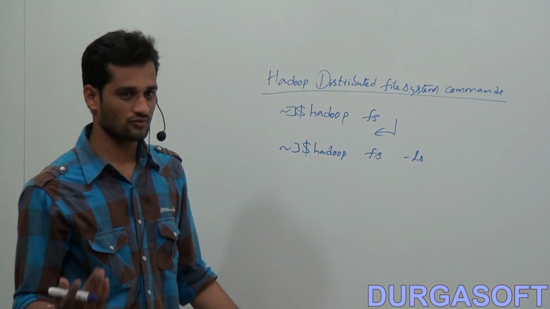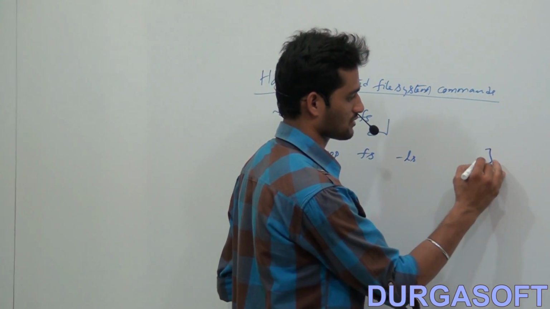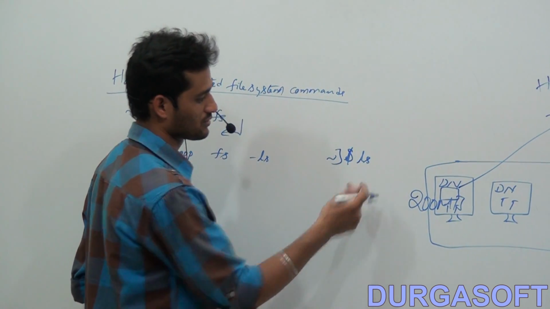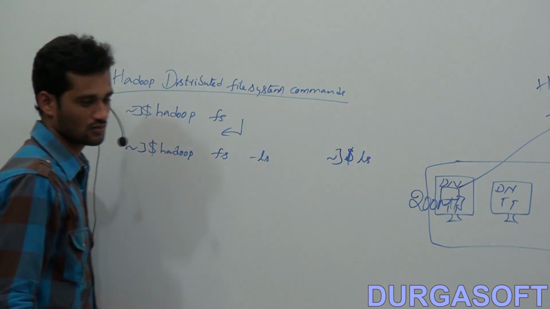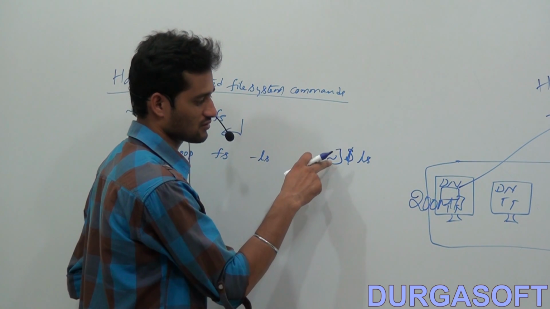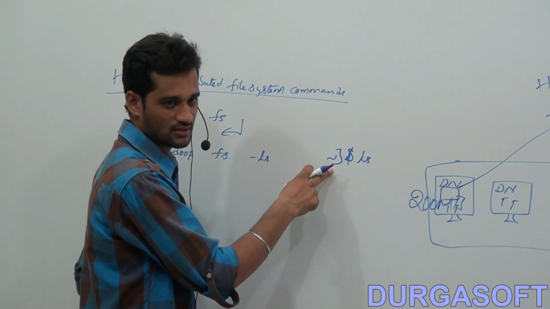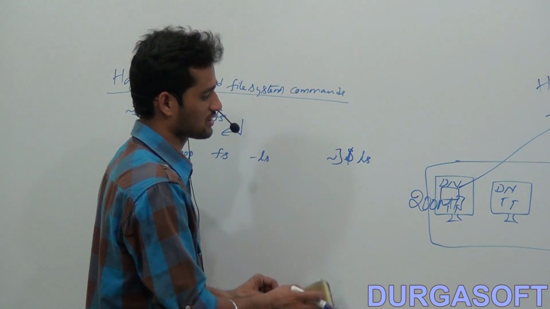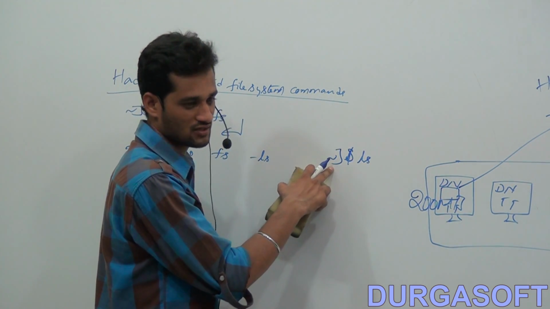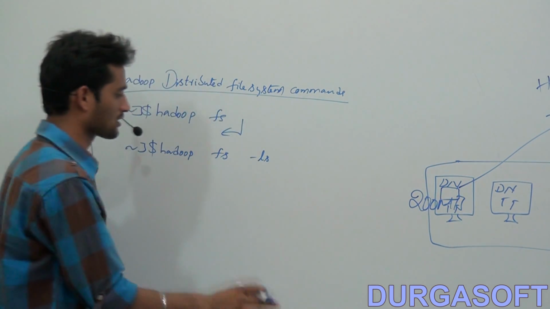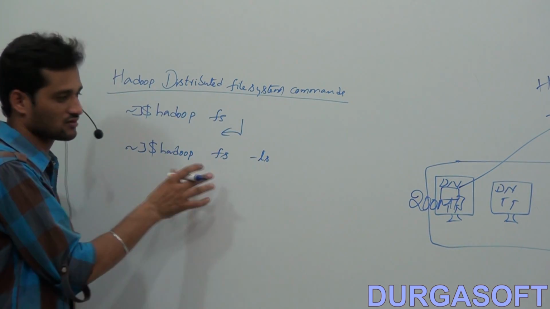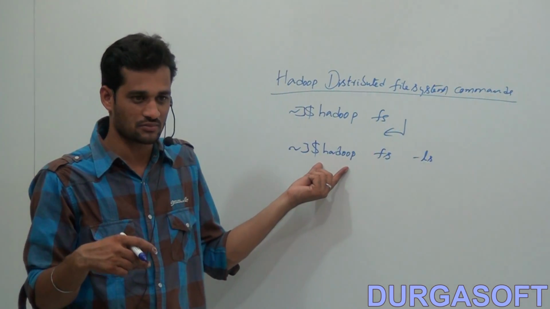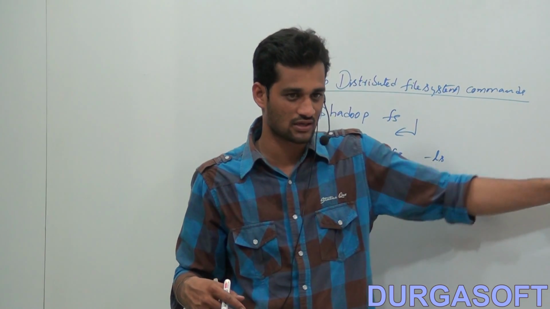Got it? We have already seen the importance of ls. If I give ls here, what will be displayed? All files and directories from the present working directory, which is Training. Here also, if you give Hadoop space fs space -ls, this command is also given under the local file system terminal itself, in the data node terminal.